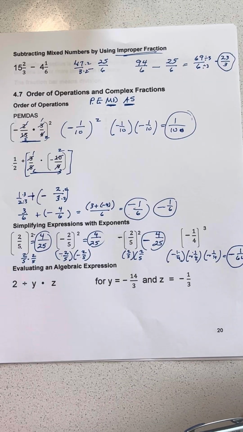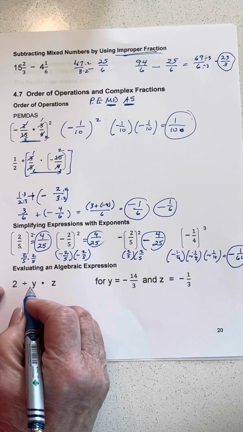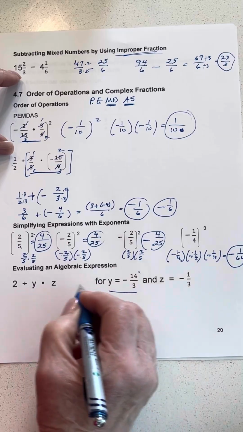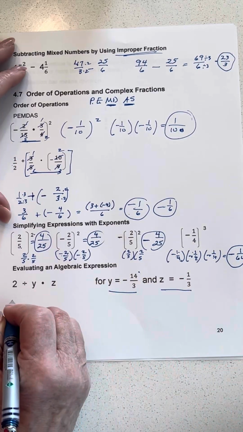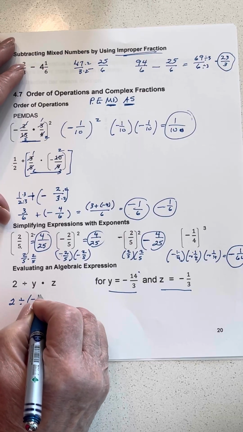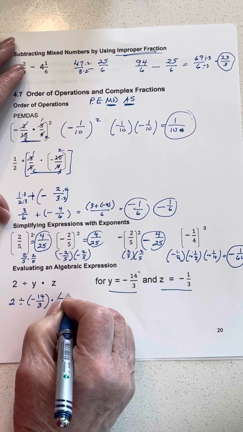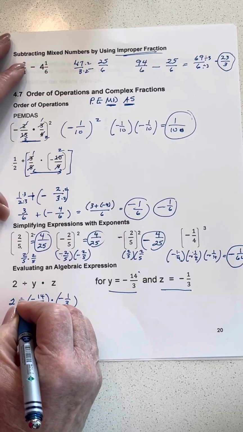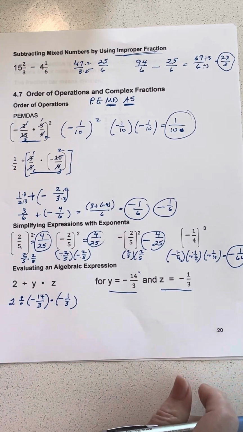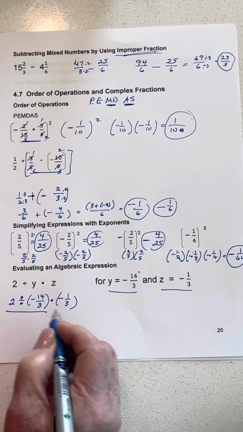The last thing on this page says we're going to evaluate algebraic expressions. 2 divided by y, this is y, times z. So we have 2 divided by negative 14 thirds times negative 1/3. Now we have division and we have multiplication, and we're going to do the multiplication and division left to right. So we're going to do this first.